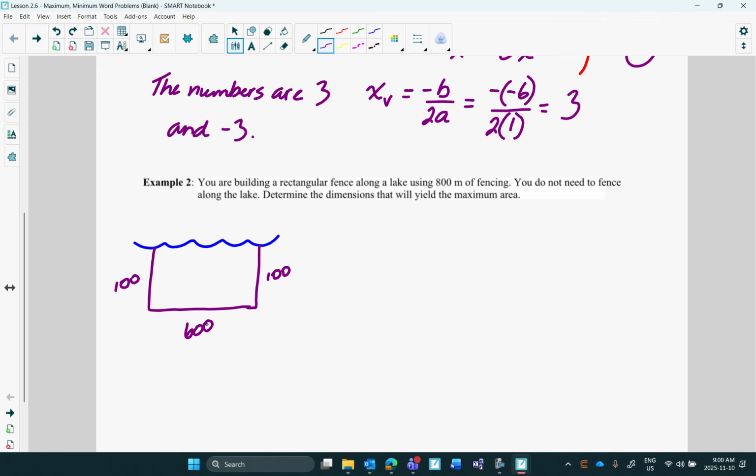And what's the area of this? 600 times 100, which gives us 60,000 square meters. Okay? But the question is, are there different dimensions that will make the area bigger? Or rather, like I said, rather than guess and check, let's use algebra.